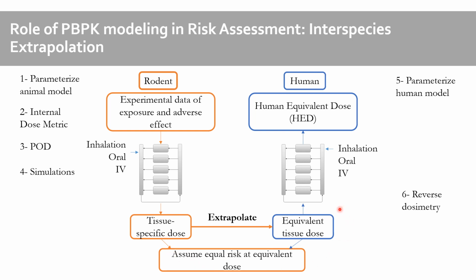And then what we're going to do is reverse dosimetry. So we are going to assume that our brain concentration in the rat is equivalent to the human brain concentration. And then when we do reverse dosimetry, we are going to look at the human equivalent dose that will lead to the same concentration in brain as in the rat.